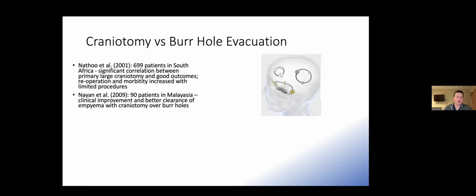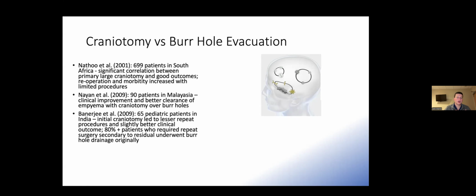The results of this study were replicated in a paper published in 2009 out of Malaysia, where they similarly saw clinical improvement and better clearance of an empyema when patients underwent evacuation via craniotomy as opposed to burr holes.